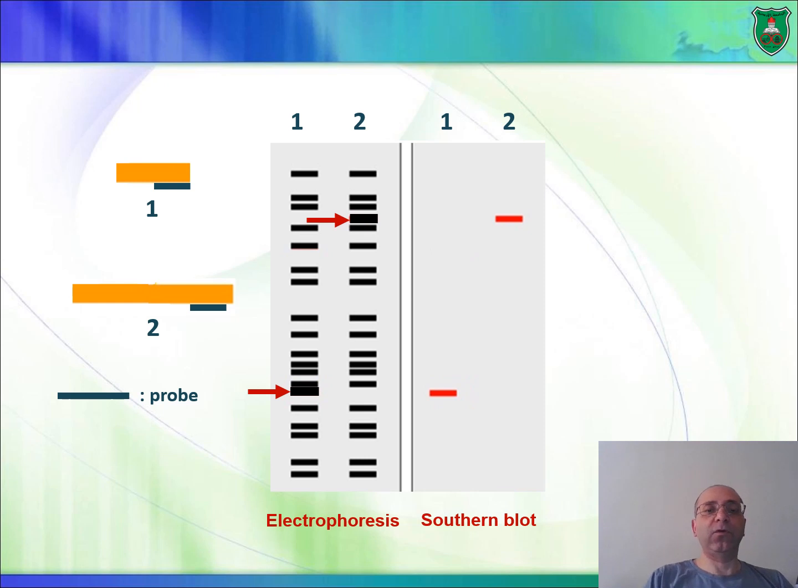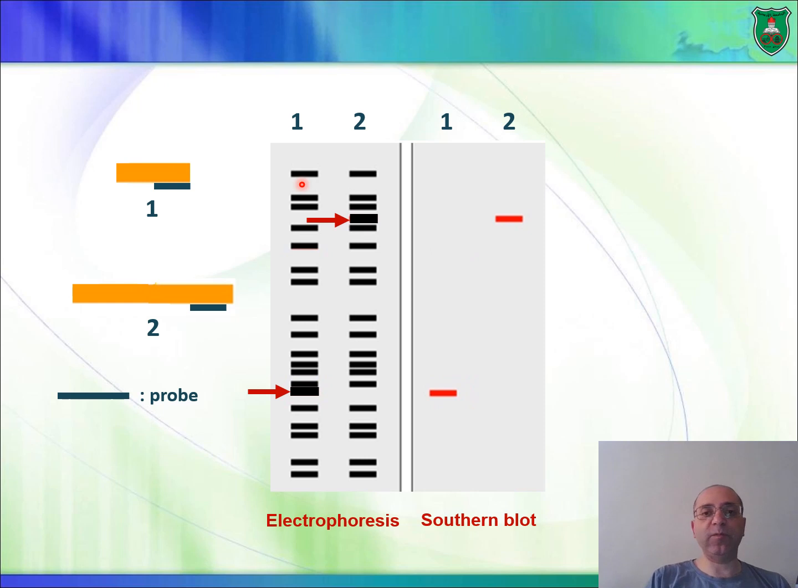So here, for example, let's say, again, that's the last example, that we have two samples, sample 1 and sample 2. Let's say that they have fragments of different sizes, and these fragments have complementary sequences to the probe. So the probe right here would bind to a large fragment in sample 2, and would bind to the small fragment in sample 1.